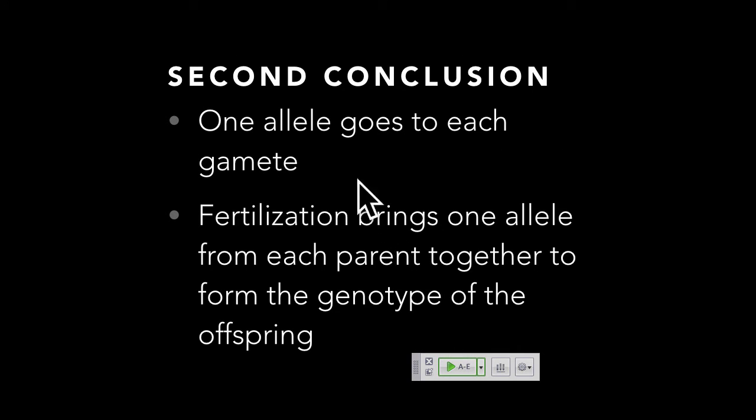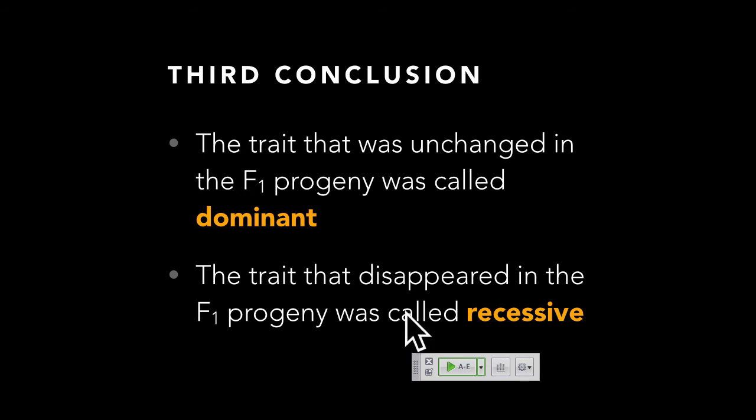Okay. His second conclusion, one allele goes to each gamete. So there's two alleles, one's going to go to each gamete. That fertilization brings each of those alleles together from each parent to form the genotype of the offspring. All right.